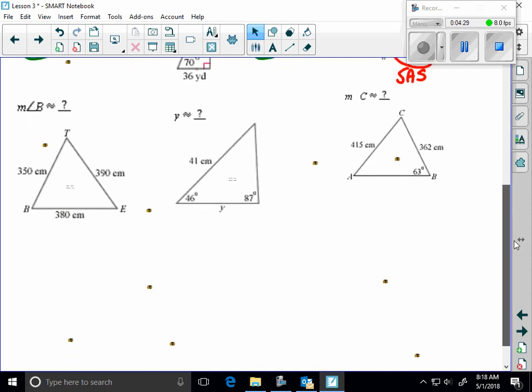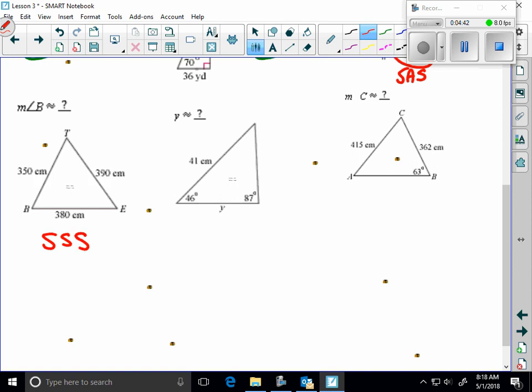Okay, the last three. Sines or cosines? Do I have a side angle pair? No, I don't. What am I given? I have side, side, side. That would be law of cosines.